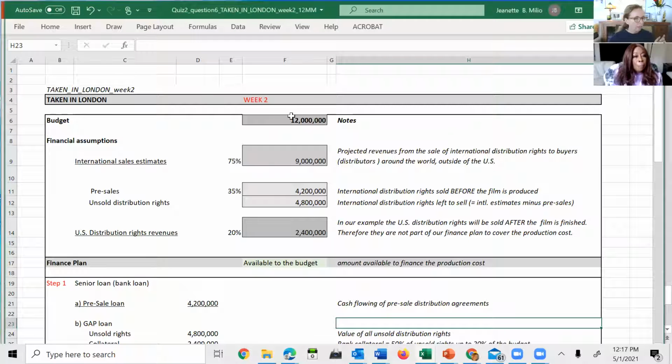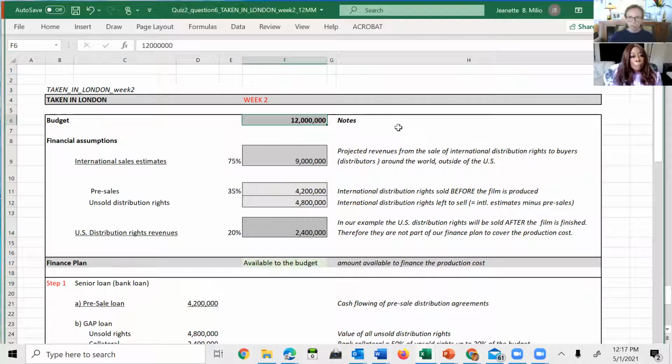Yes. Okay. So here's our budget. It's $12 million. We're clear. In the case study, it says 75% of our budget is going to be the estimated, meaning projected, revenues from distribution in the international territories, meaning everything outside of the US, meaning how much money can we make outside of the US? And the sales agent tells us, and we're estimating, it's 75% of the budget. That's where the 9 million is coming from, because 75% of 12 million is 9 million.